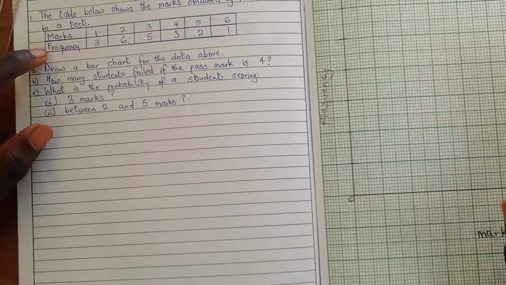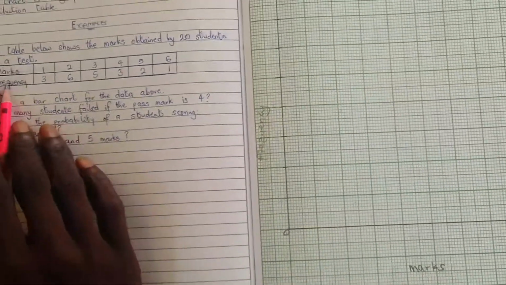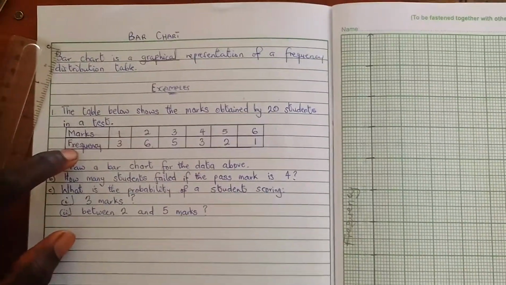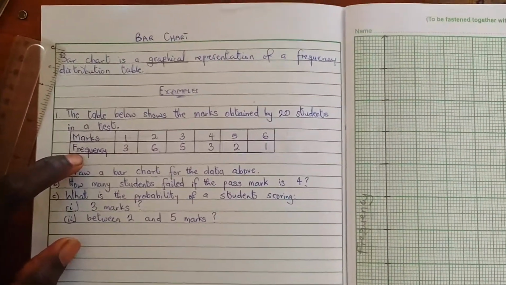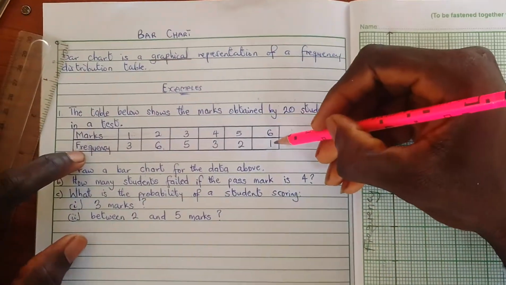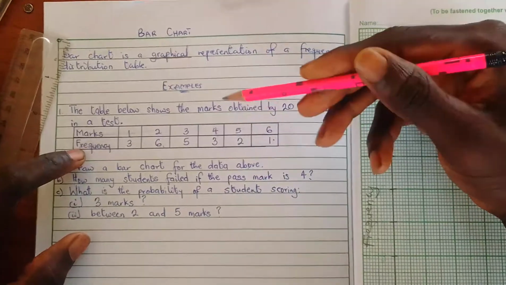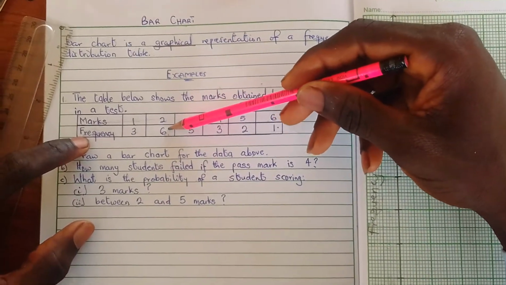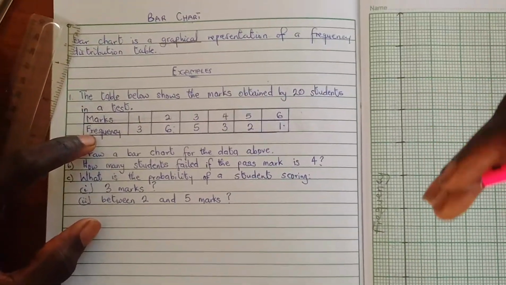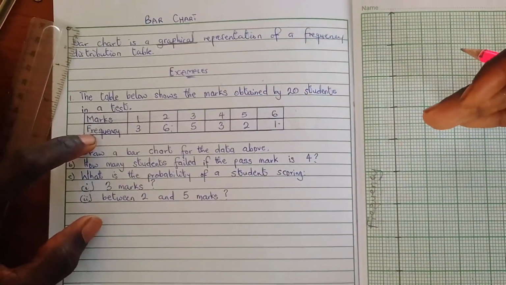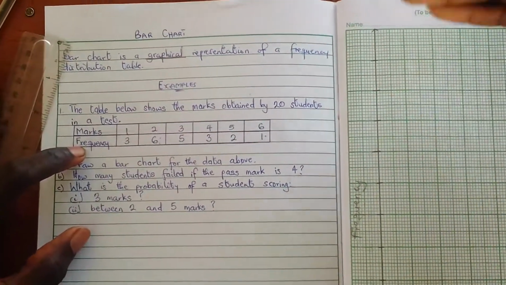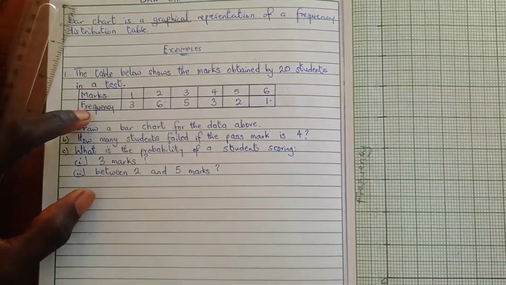Now, after writing the frequency, come to the frequency column, which is this one, and try to identify the least value and the highest value. When you look at the frequency table, the least value is 1 and the highest value is 6. So it means I can do the arrangement in 1 unit. That is 1, 2, 3, 4. And the scale is going to be 2 centimeters to 1 unit.